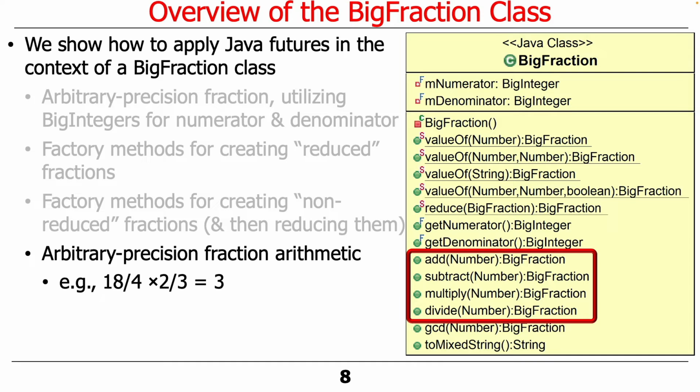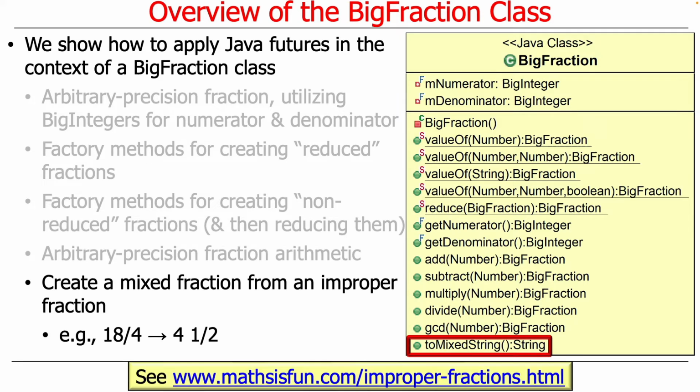You can also do arbitrary precision fraction arithmetic. So you could say 18/4 times 2/3, which will yield 3. And of course, you can do all kinds of other stuff. It gets a lot more interesting the bigger the big fractions are, because it's not always so obvious what the results are. And sometimes they can be rather ridiculously large, as we'll see when we look at some examples.